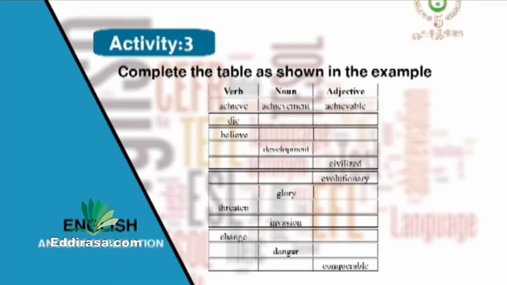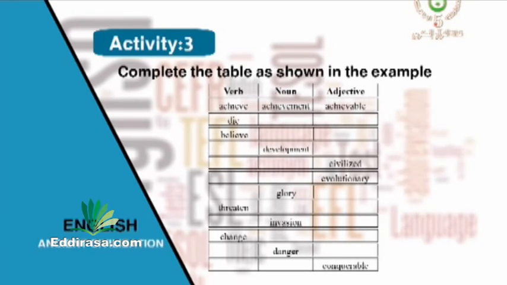Now we are going to do an activity in which you will see other words related to today's theme. Let's start with the first activity. Complete the table as shown in the example. The example is, as Mr. Dahmas said, achieve, achievement, and achievable. Notice that sometimes you are given verbs like die, believe, threaten, and change. Other times you are given the nouns, as in development, glory, invasion, and danger. And the last part, you are given adjectives, civilized, evolutionary, conquerable.